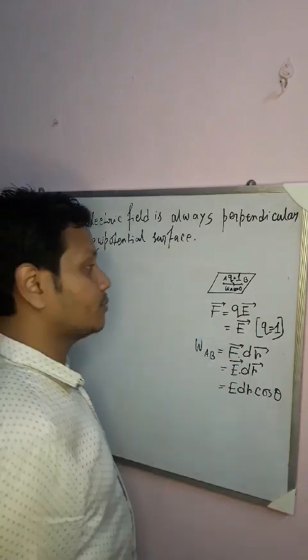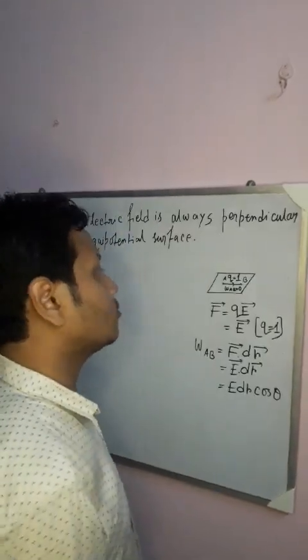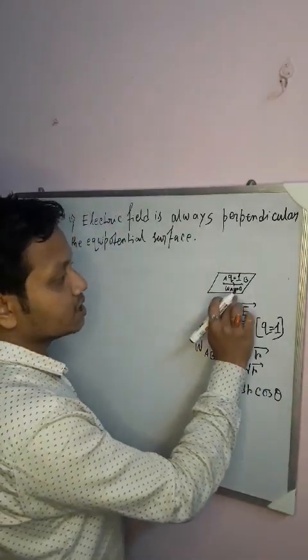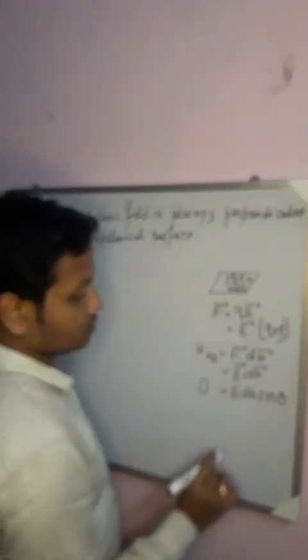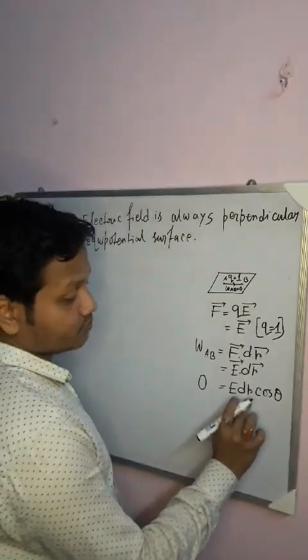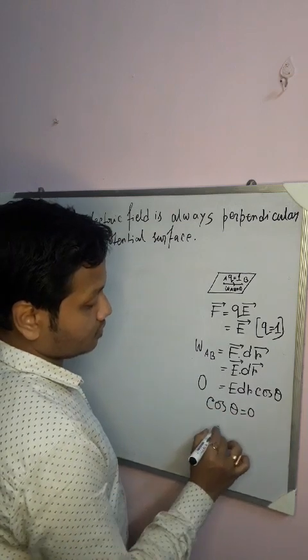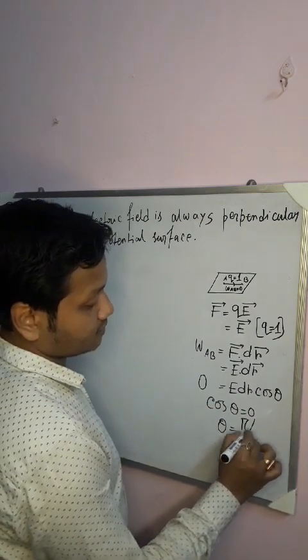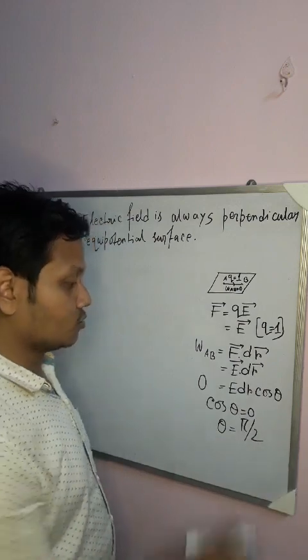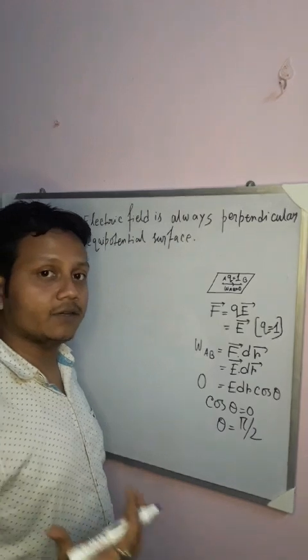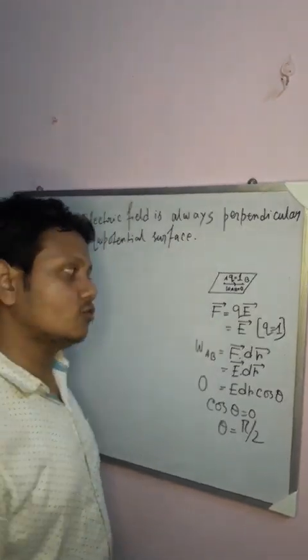And again, from my previous section, we have found that work done is 0. So this is 0. E cannot be 0, displacement cannot be 0. So what is 0? Theta is 0. That means cos theta is 0, theta is pi by 2. So the angle between E and dr is perpendicular. Okay, so electric field is always perpendicular to the equipotential surface.